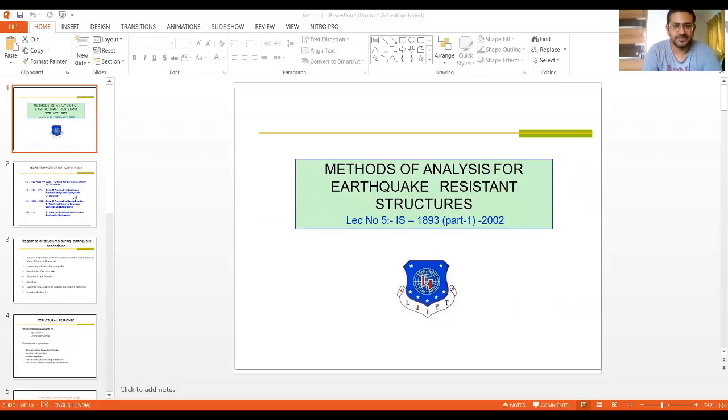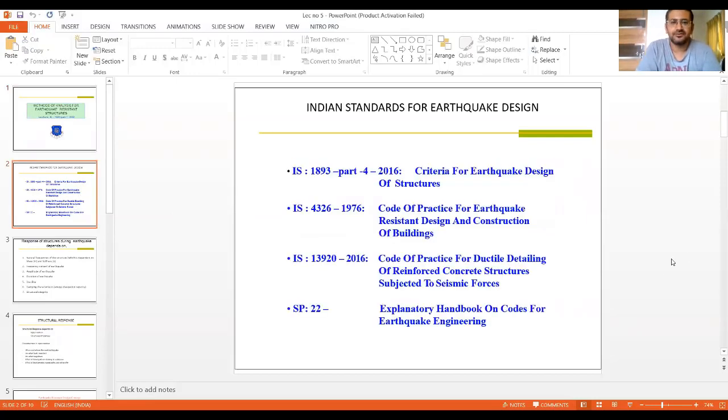During this discussion, the different Indian Standard codes that we are going to discuss are IS 1893, the criteria for earthquake design of structures; IS 4326, the code of practice for earthquake resistant design and construction of buildings; IS 13920, the code for ductile detailing; and SP 22, the explanatory handbook on codes for earthquake engineering. We are going to take references from these four codes during this lecture series on different methods of analysis for earthquake engineering.